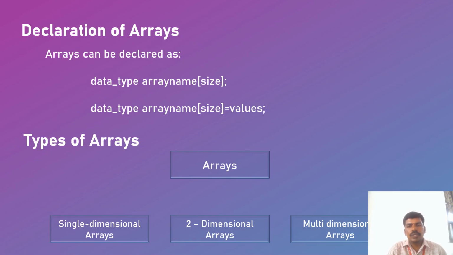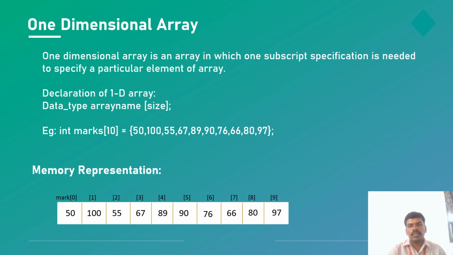In this video session, we are going to discuss the types of arrays. Arrays can be classified into three different types: single-dimensional arrays, two-dimensional arrays, and multi-dimensional arrays. One-dimensional array or single-dimensional array.